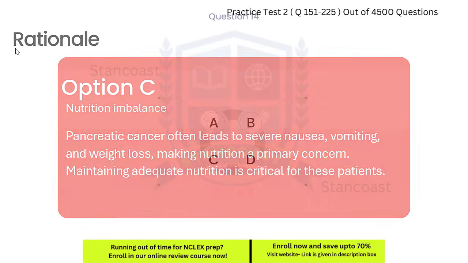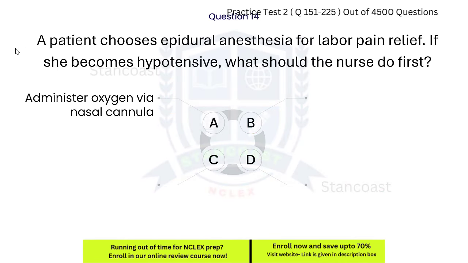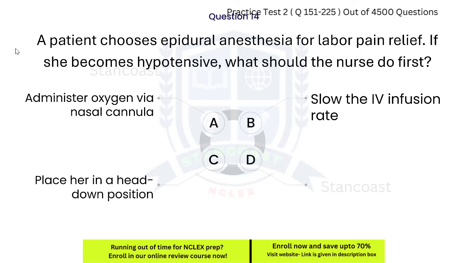A patient chooses epidural anesthesia for labor pain relief. If she becomes hypotensive, what should the nurse do first? A. Administer oxygen via nasal cannula. B. Slow the intravenous infusion rate. C. Place her in a head-down position. D. Increase the intravenous infusion rate. Think about the immediate interventions for hypotension.